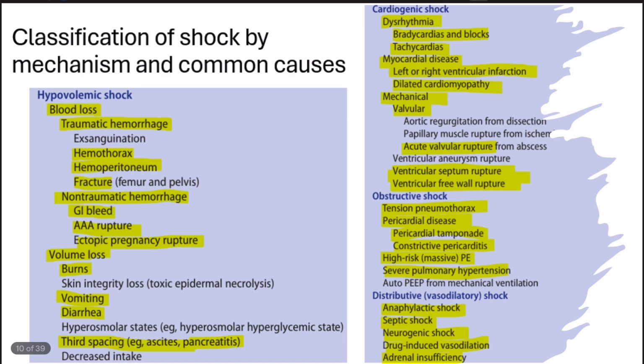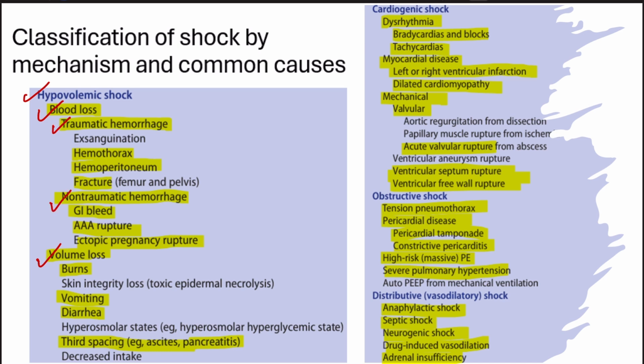Now, coming to the classification of shock, which we have already discussed, and the common causes which lead to this. So first, hypovolemic shock. As you can see, it can be due to blood loss or it can be due to volume loss. Blood loss can be either traumatic hemorrhage or non-traumatic hemorrhage.